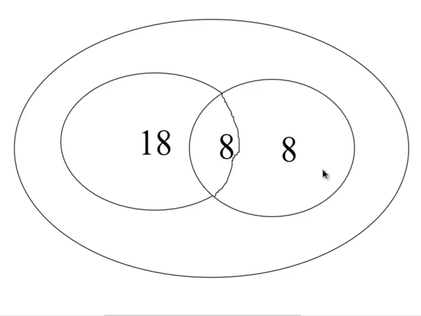So this oval represents the face cards. But there are face cards which are red. So there are 8 cards which are both face cards and red. So we can show that with a Venn diagram. So you've got diamonds and hearts. 4 face cards for each of those. That's why you have 8.